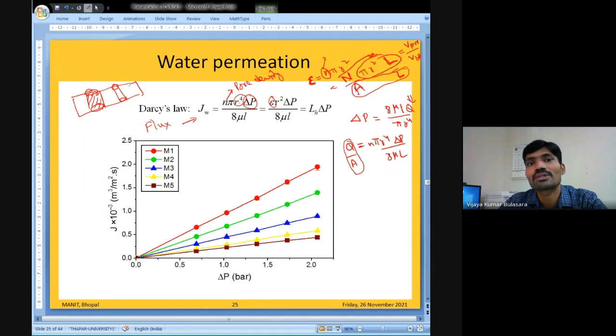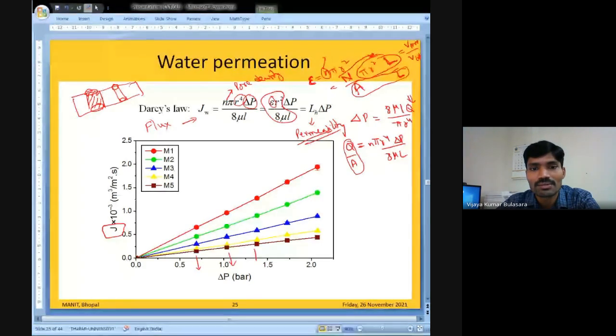And here you have n pi r power 4, so r square is left, that is epsilon r square delta P by 8 mu L. All these terms are grouped together and written as LH, which is the hydraulic permeability, into delta P. Now we are determining the flux, that is the pure water flux through the membrane, at different pressures: 1, 2, 3, 4, 5. So at different pressures, we are determining the pure water flux through the membrane.